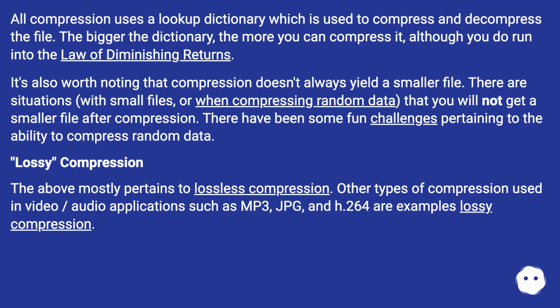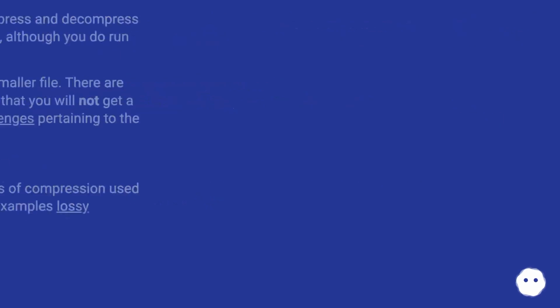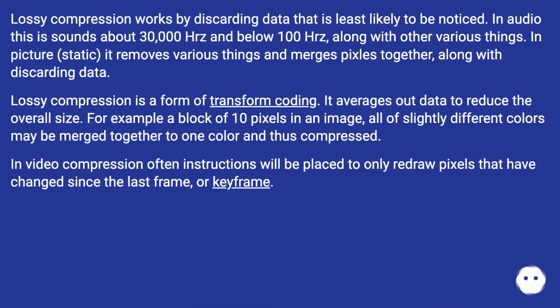Lossy compression. The above mostly pertains to lossless compression. Other types of compression used in video and audio applications, such as MP3, JPG, and H.264, are examples of lossy compression. Lossy compression works by discarding data that is least likely to be noticed. In audio, this is sounds above 30,000 Hz and below 100 Hz, along with other various things. In pictures, it removes various things and merges pixels together, along with discarding data.